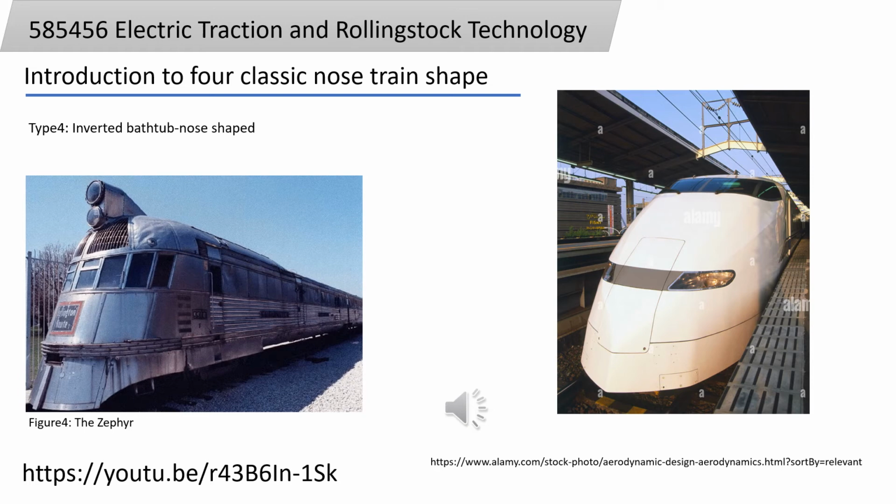We can show you in Figure 4 the Zephyr train. It's quite similar to the third type, the fin nose shape. I will explain more about the Zephyr train in California. In California, there is the California Zephyr, a passenger train operated by Amtrak between Chicago and the San Francisco Bay Area via Omaha, Denver, and Salt Lake City.